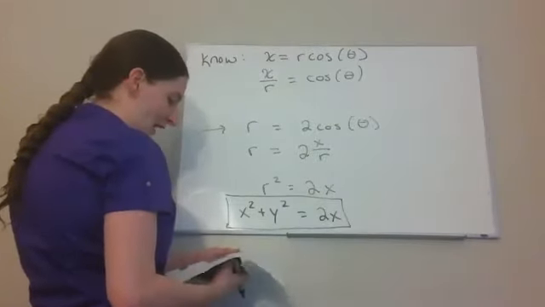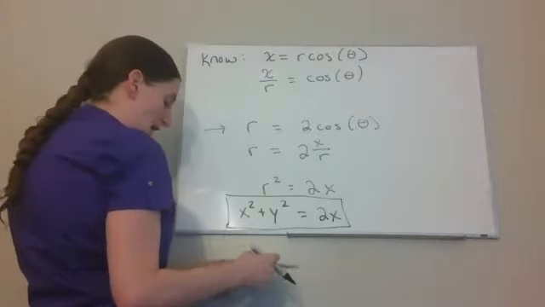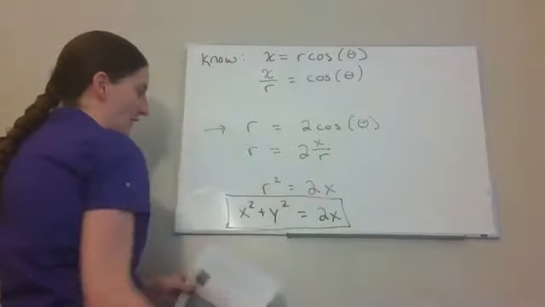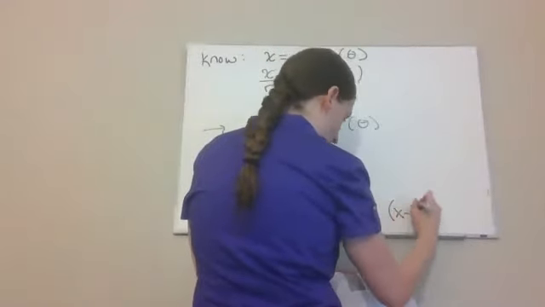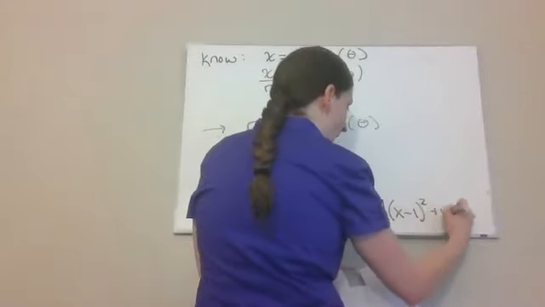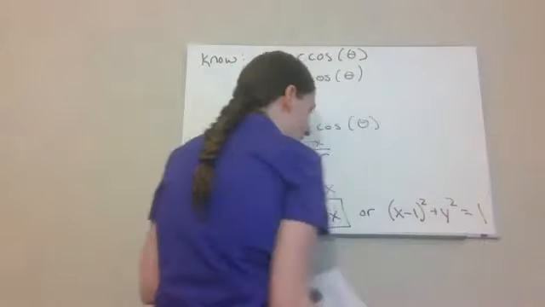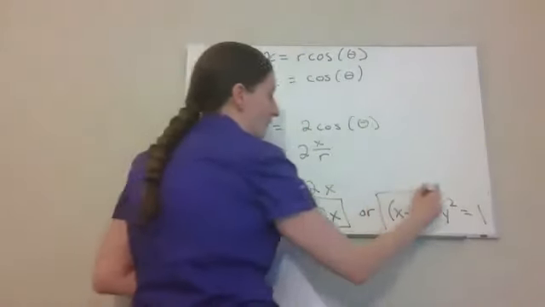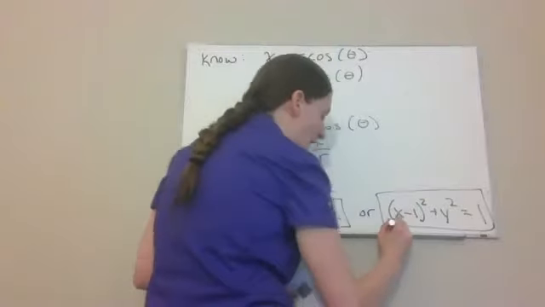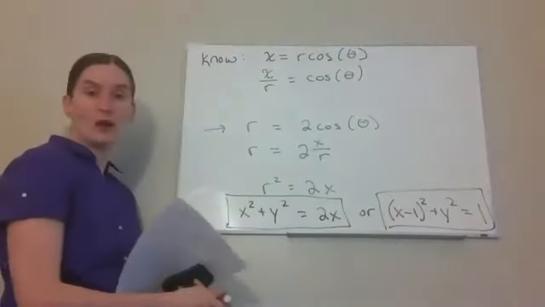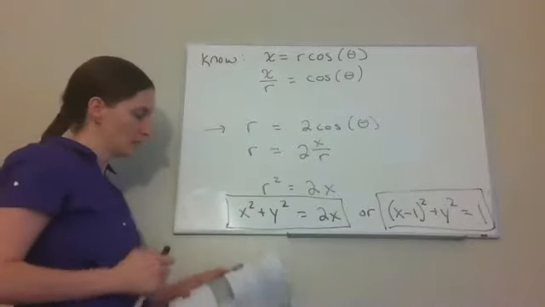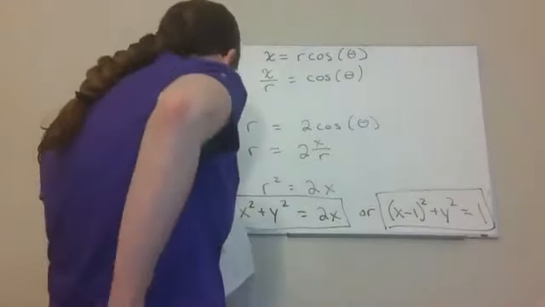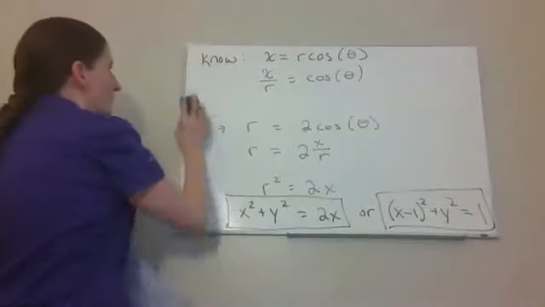But if instead I decided to rearrange this a little bit, move the 2x over and complete the square, I will get x minus 1 squared plus y squared equals 1. And that is a circle with radius 1 that has center 1, 0, which is exactly what we drew earlier. All right, let's do some more sketching.